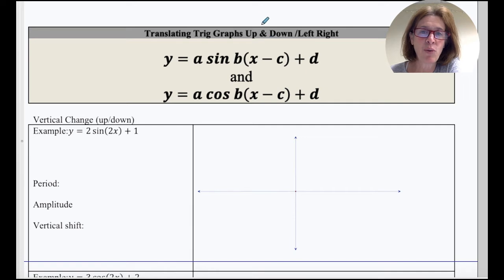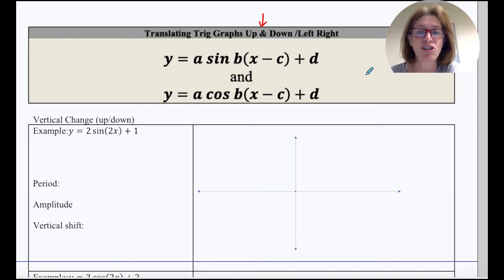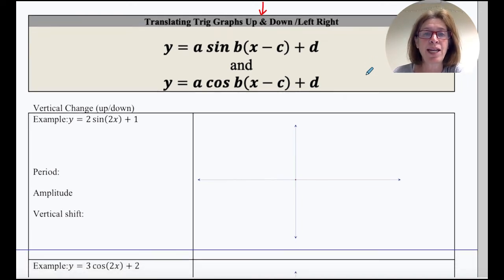This first video, we're going to be looking at graphs going up and down. So we're shifting the graph up, shifting the graph down. In the video right after this, we're going to be moving them left and right. Okay, so up and down, we're going to call a vertical change. Left and right, we're going to call a phase shift or a horizontal change. Okay, so here we're looking at the trig graphs that we're going to be translating.